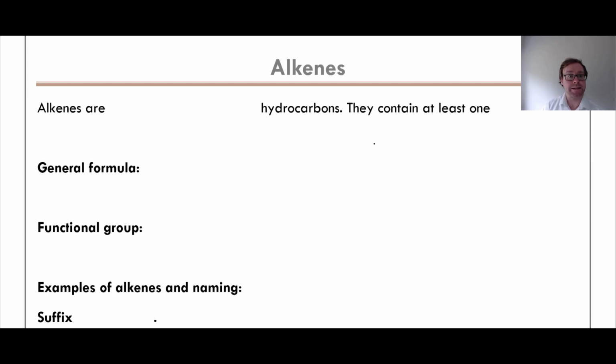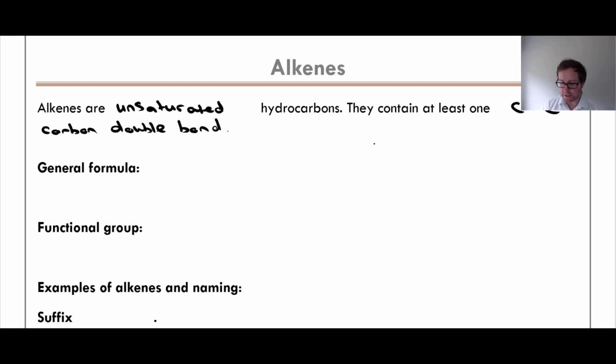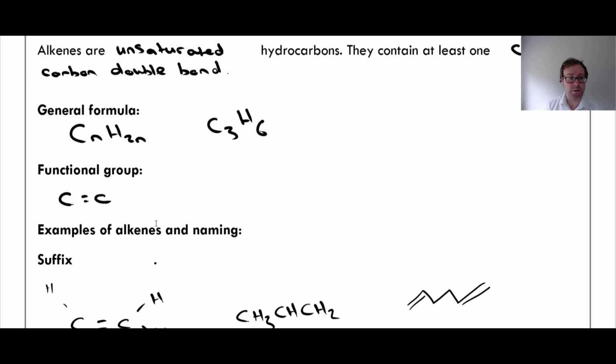So alkenes are described as unsaturated hydrocarbons, and they contain at least one carbon-carbon double bond. The general formula to work out an alkene is CnH2n, e.g. if I have 3 C's, times it by 2n, gives me C3H6. The functional group, as we've just said, is a carbon-carbon double bond.